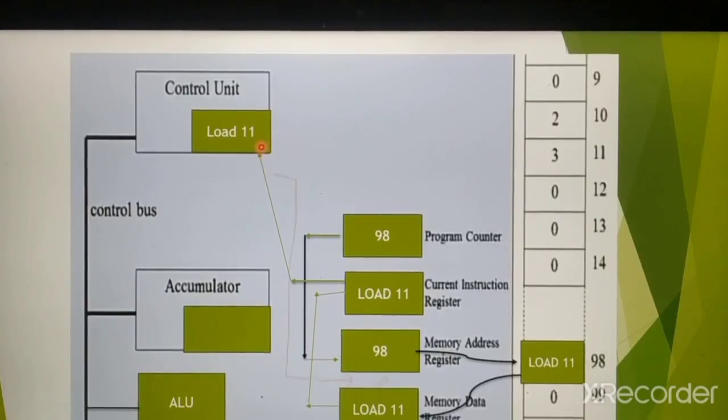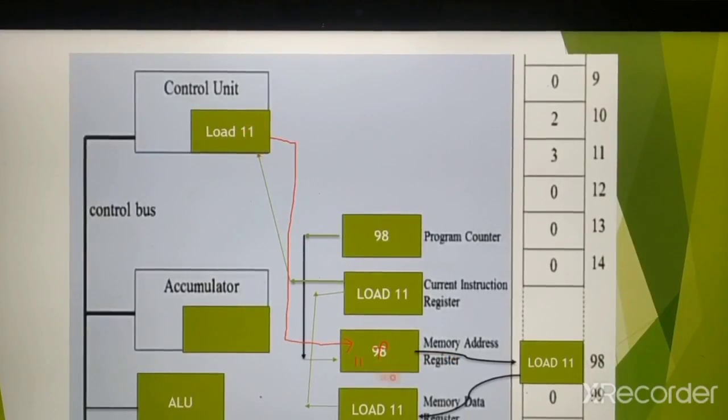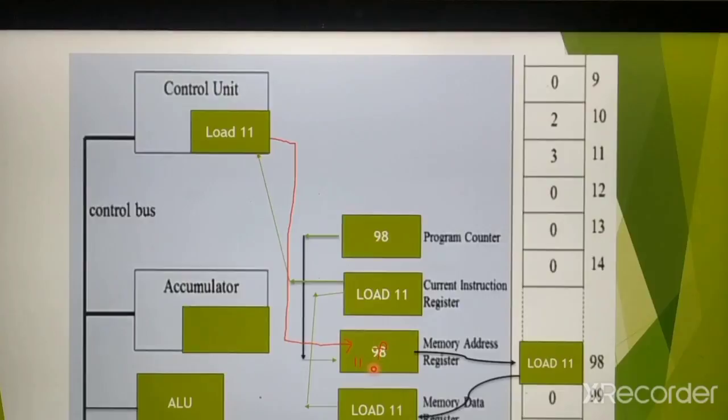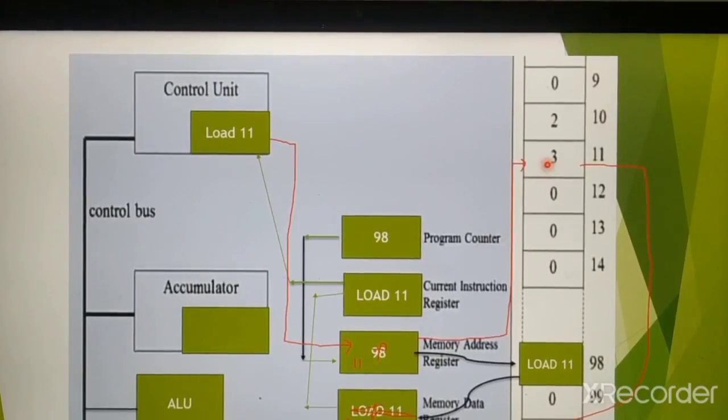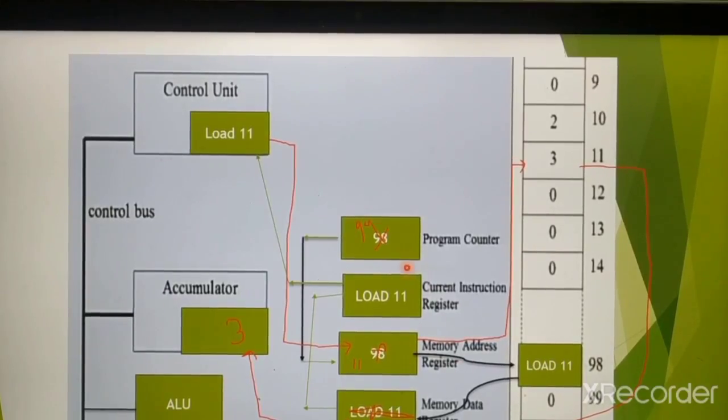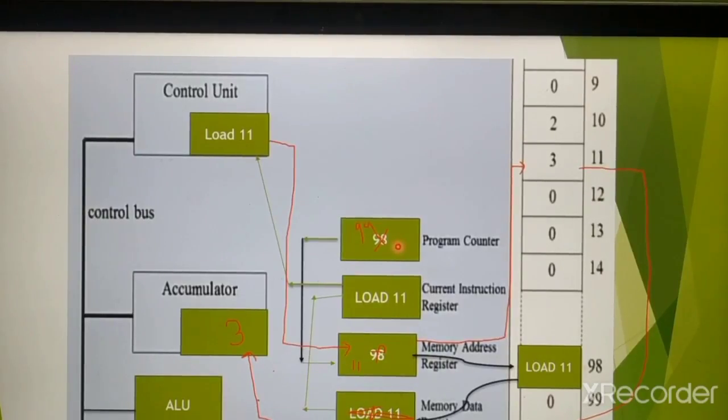So the control unit transfers the address to memory address register. So 11 is going to map with memory. In this memory, 11 contains the data of 3. So that data 3 will be passed to the memory data register and finally stored in the accumulator. Now the program counter increments the value from 98 to 99. 99 means next we have to execute the instruction at 99. This is a simple example only, it is not given in the book. For your understanding, I have given this example.